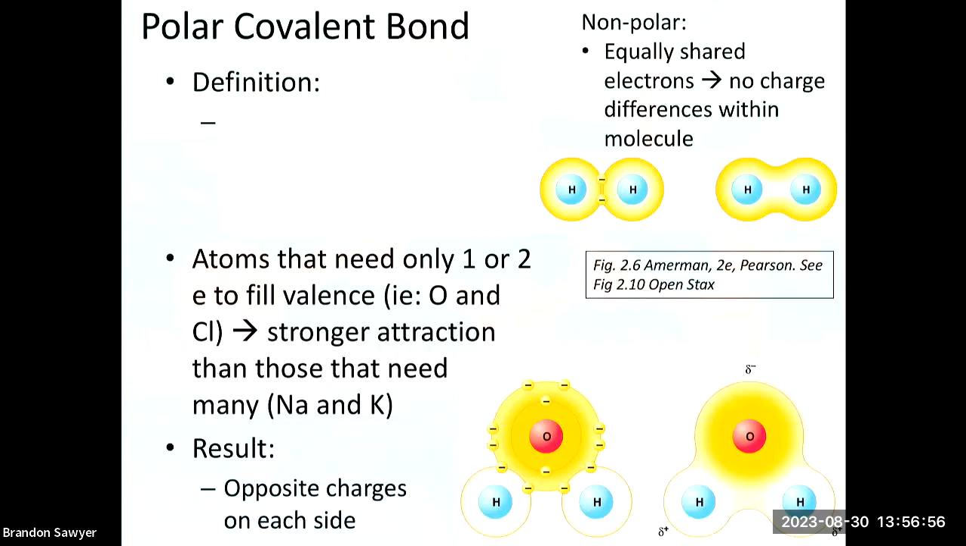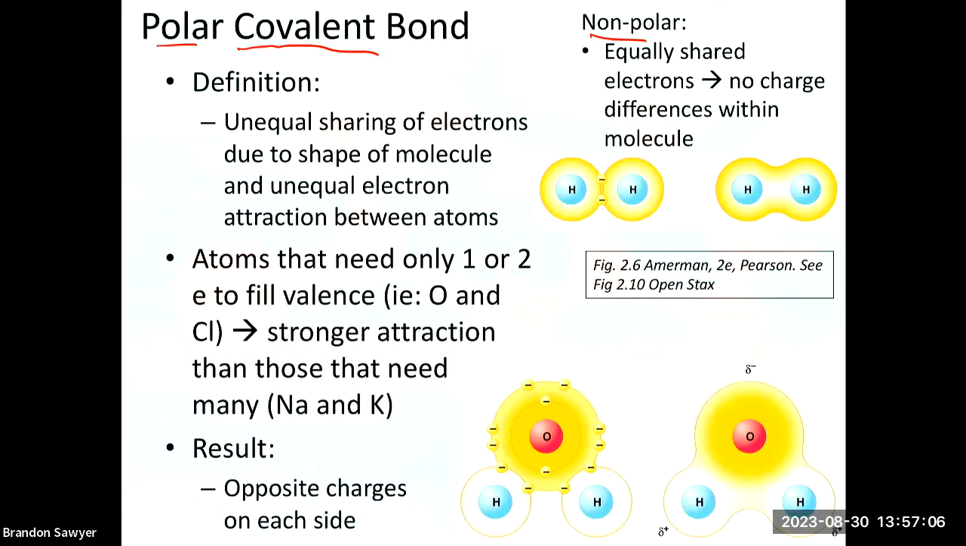Okay, so this is kind of a subcategory of covalent bonds. We're still talking about covalent bonds, but we need to break them up into polar covalent bonds and non-polar covalent bonds. There's still electron sharing involved, but when we talk about a polar covalent bond, we're talking about unequal sharing of electrons.